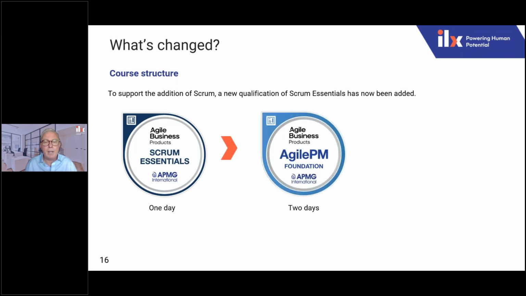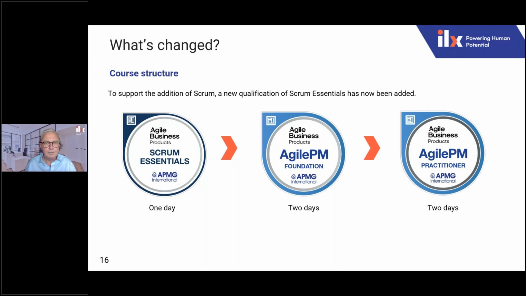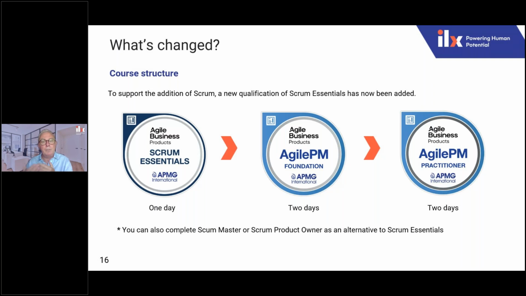And then now we have AgilePM Foundation. There's two days, and the practitioner element is also two days. So if a business or an individual is wanting to do the full set, it becomes five days. If somebody already has good Scrum knowledge, you can complete the Scrum Master or Product Owner separately, by the way, still. But if you have that Scrum knowledge, it can just be a four-day course. And that way, if it's a four-day course, the Scrum Essentials can be learned in an e-learning or self-paced environment.